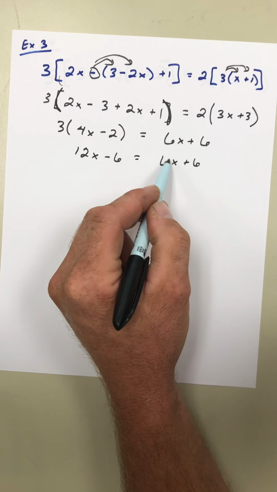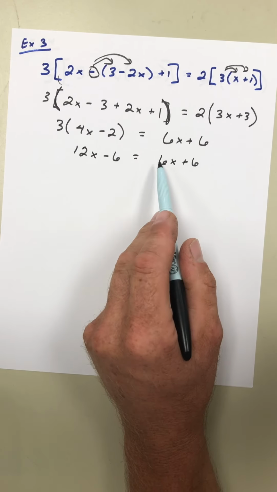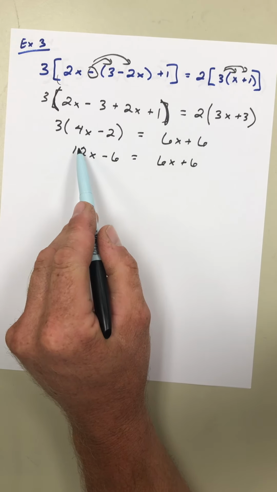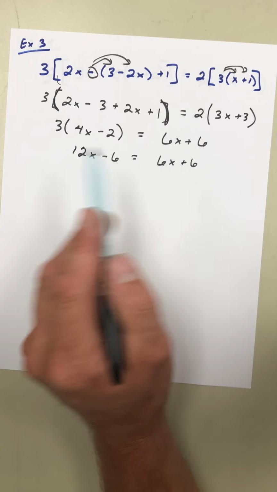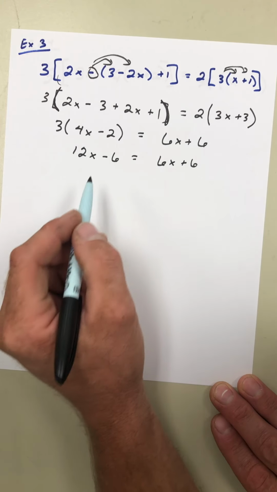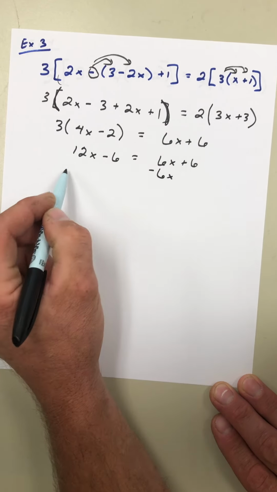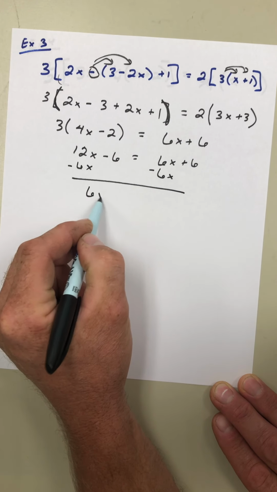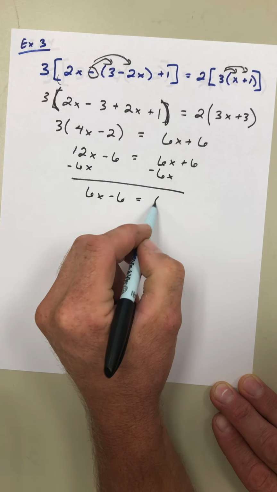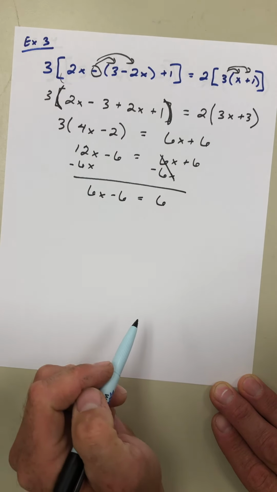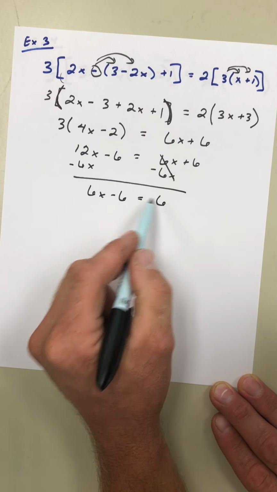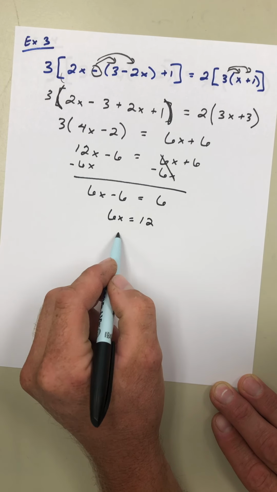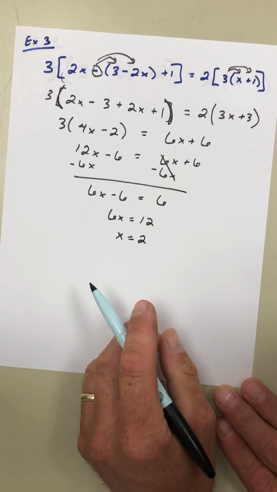Again, I'm going to move from the right side to the left side only because if I subtract 6x, I get a positive number over here. If I were to subtract 12x, I would end up with a negative value there. So I'm going to subtract my 6x. I end up with a 6x minus 6 is going to equal 6. Okay, my x's there cancel each other. I'm going to add 6 to both sides, so 6x equals 12. Divide by 6, so x equals 2.